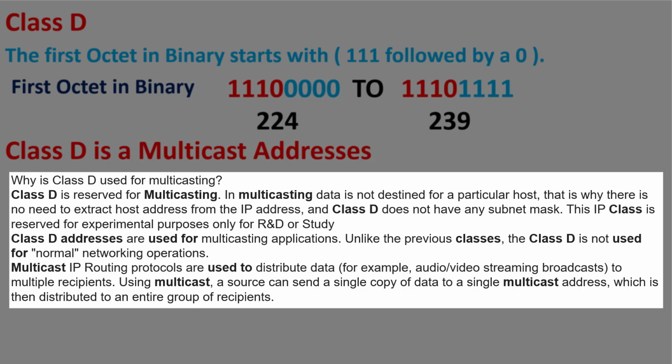Class D addresses are used for multicasting applications, unlike the previous classes. Class D is not used for normal networking operations. Multicast IP routing protocols are used to distribute data, for example audio or video streaming broadcasts, to multiple recipients. Using multicast, a source can send a single copy of data to a single multicast address, which is then distributed to an entire group of recipients.